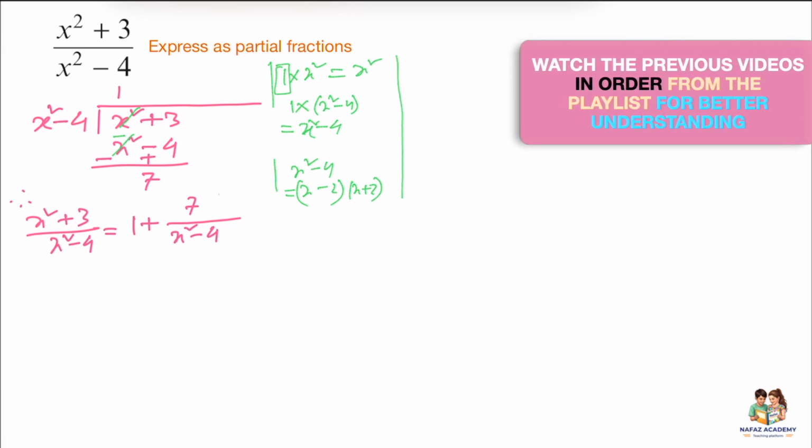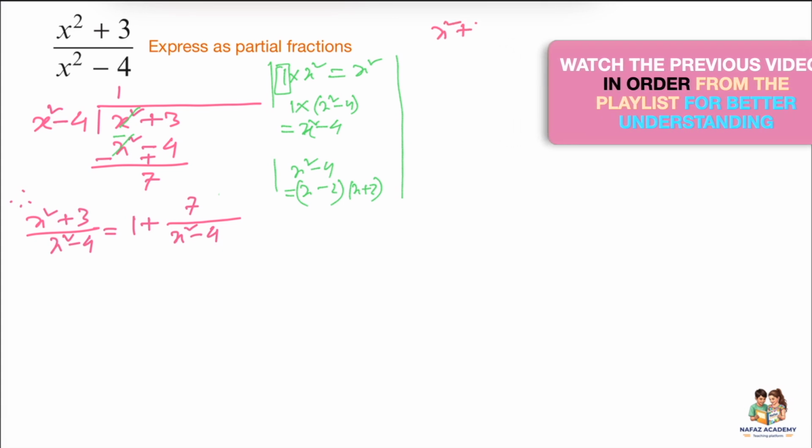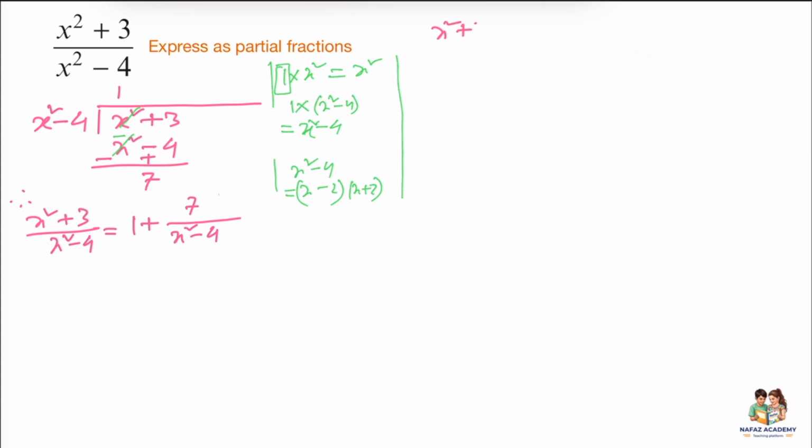So it is x minus 2 and x plus 2. Now I'm using the normal partial fraction rules to solve the 7 over x square minus 4. This is our part to solve. Then we will get the full, final answer.